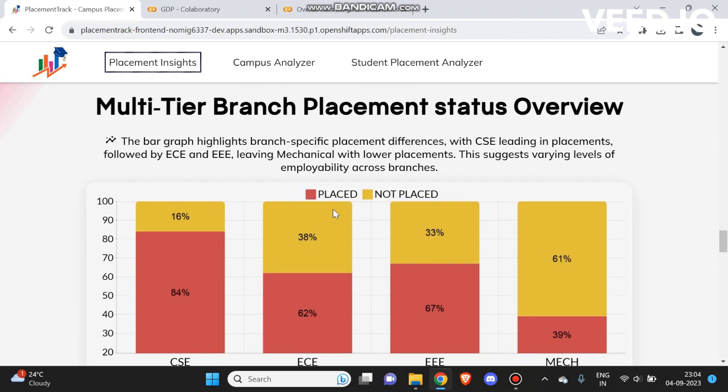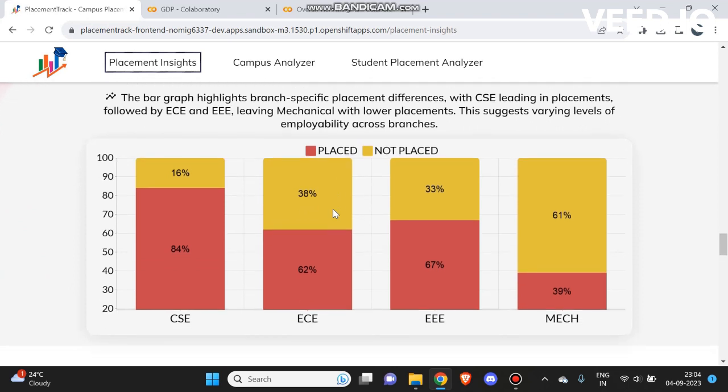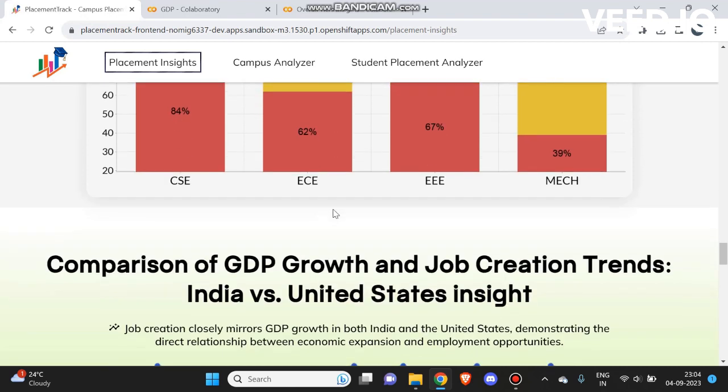And then multi-tier branch placement status. So in this graph, you can observe the percentage of students who are getting placed and not placed in each branch. So CSC is at the top, followed by triple EC and mechanical. So this gives us the role of branch, which is really important in deciding the number of students getting placed in that branch.